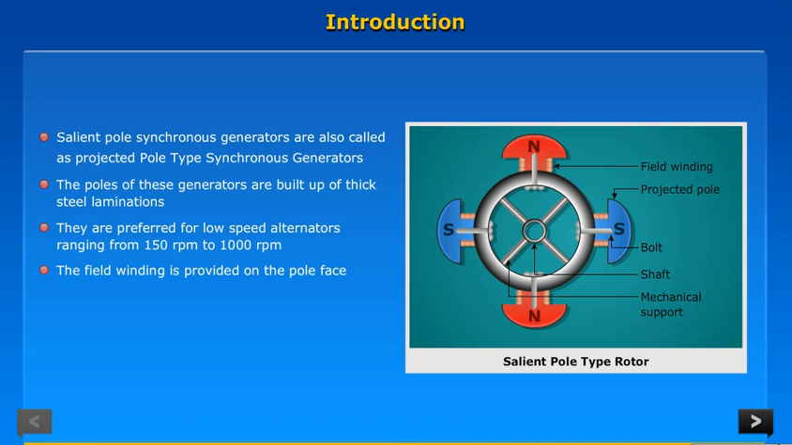The field winding is provided on the pole face. The EMF generated by these generators is used in running lower speed applications.